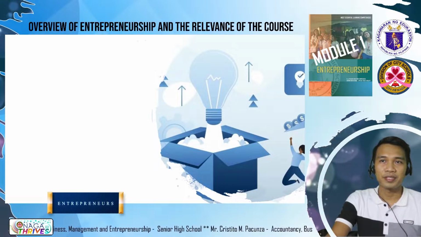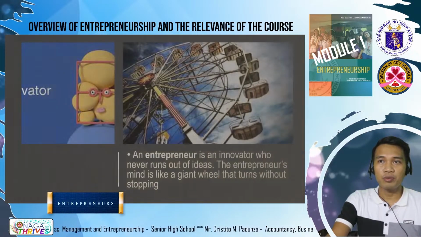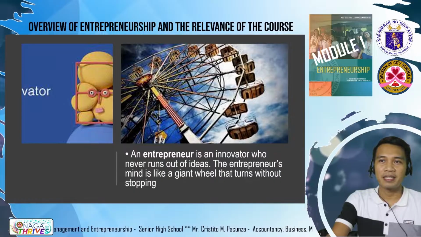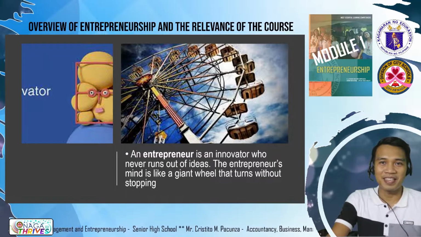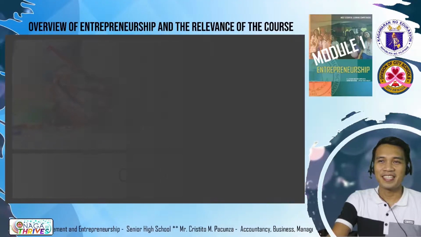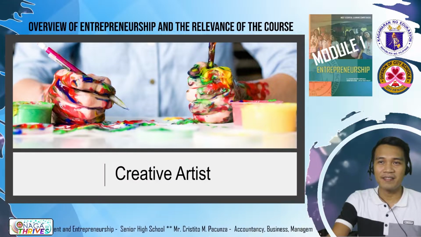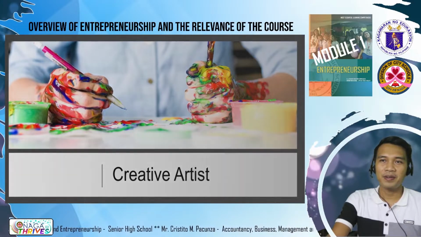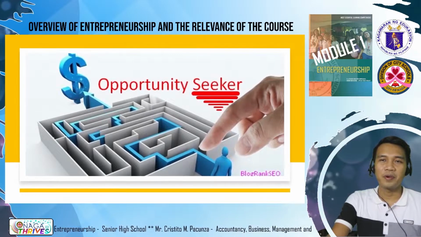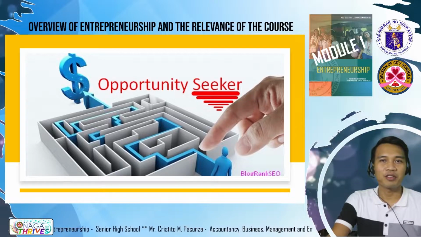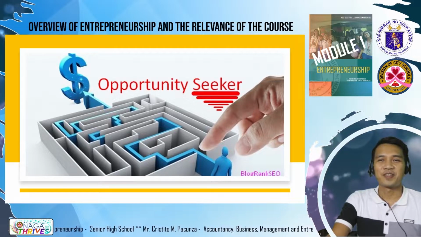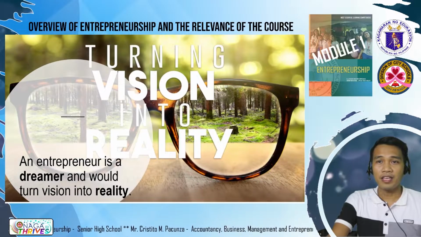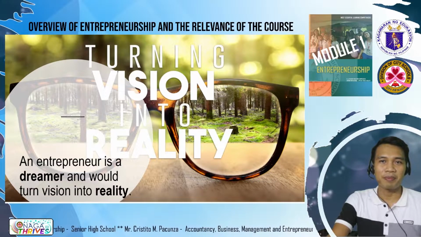For the entrepreneur, an entrepreneur is an innovator who never runs out of ideas. The entrepreneur's mind is like a giant wheel that turns without stopping. An entrepreneur is a creative artist who is constantly ready to transform trash into art. An entrepreneur is an opportunity seeker and would tirelessly pursue incredible, out of this world ideas. An entrepreneur is a dreamer and would turn vision into reality. These are just some meanings of entrepreneurship and entrepreneur.